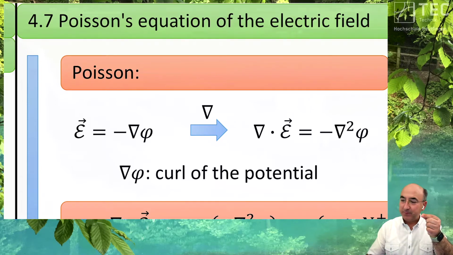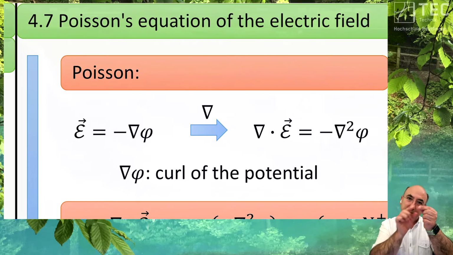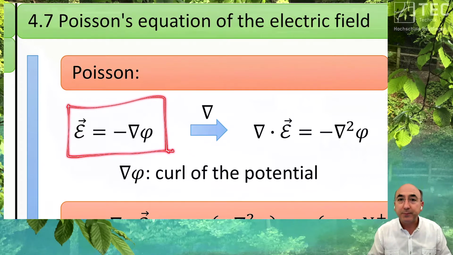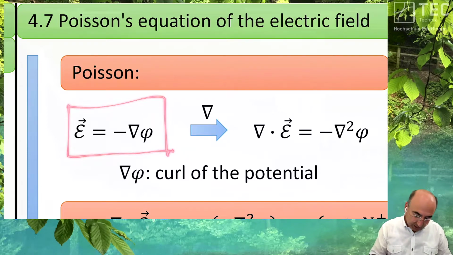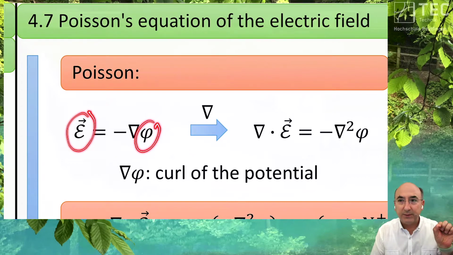If you have here and there the same potential, then you have no electrical field from here to there. If you have a change in the potential from here to there, then you have an electric field from here to there. That's this equation. That's it. Point one, if you have changing potentials, then you have an electrical field vector.